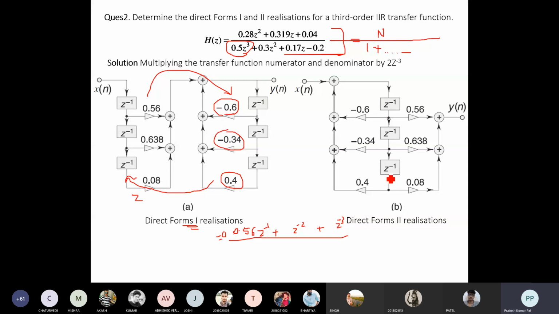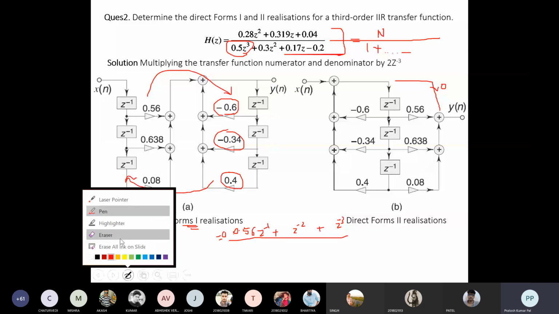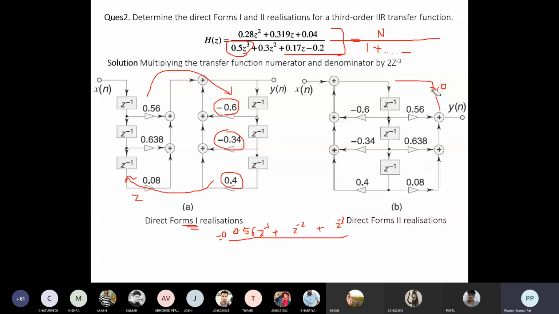Okay, so this delay element will be there, these are the same constants, and the same delay element will be shared here. The first term will be 0, so there will be no term here, because it is multiplied by 0. So we will remove this term, and there will be no connection between these two lines, these two nodes basically. Once we have done this, we can show that this is the direct form 2 realization of the given transfer function.